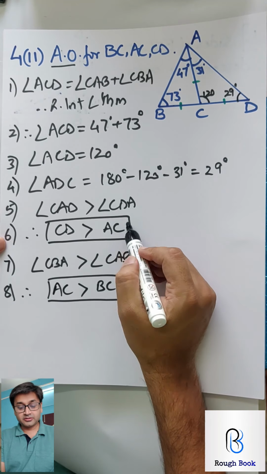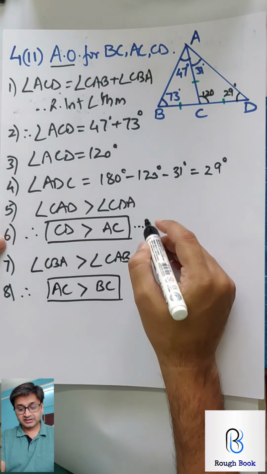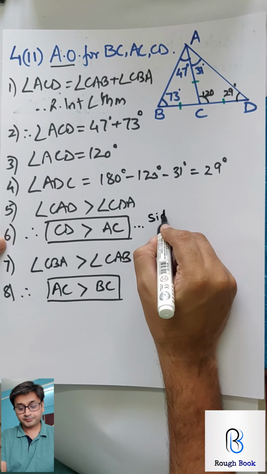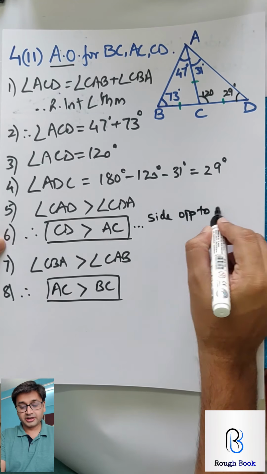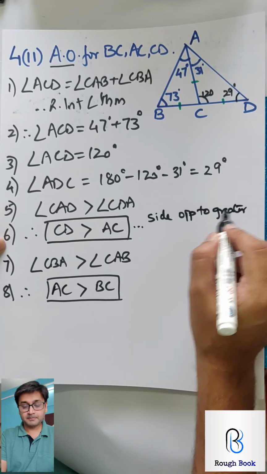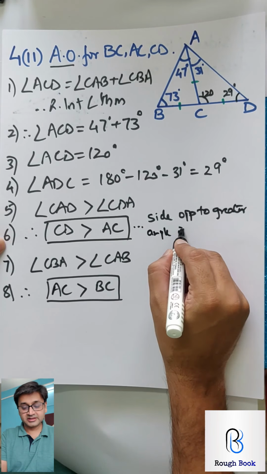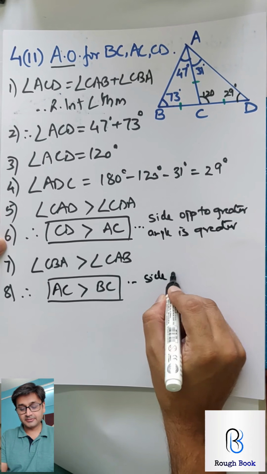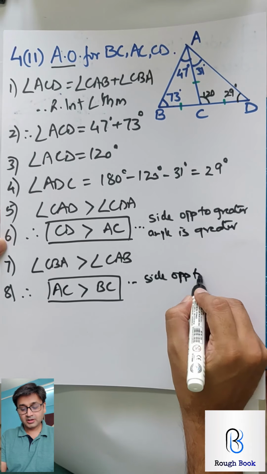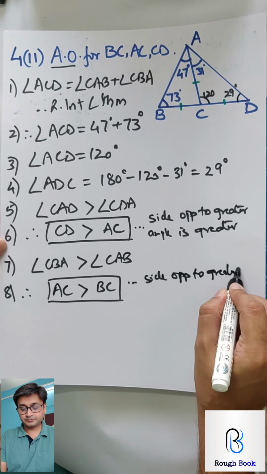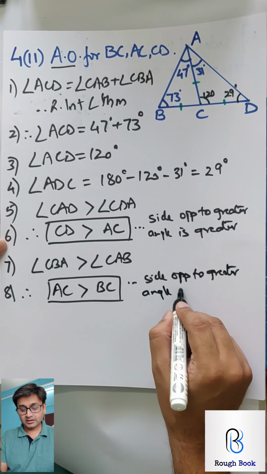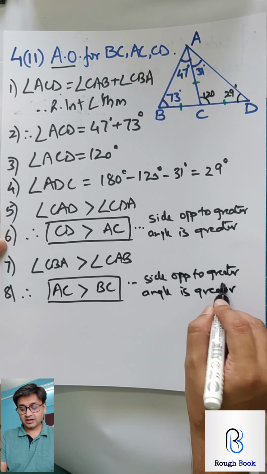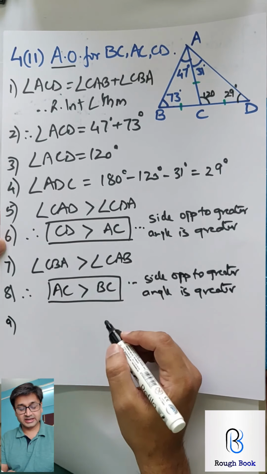So here when we wrote this, we didn't write the reason. So the reason should be: side opposite to greater angle is greater. And the same thing you have to repeat here: side opposite to greater angle is greater. So now that we managed to get these two, let's connect them.